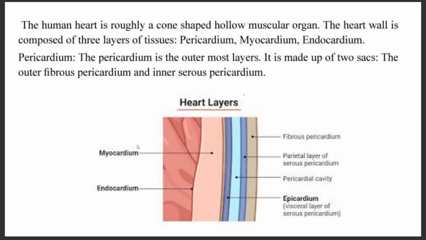Right? Here in the heart wall, there are 3 layers of tissues: pericardium, myocardium and endocardium. Later you will learn about the female reproductive system, where there is something called myometrium. So when the heart comes up, do not write myometrium here. Right? Should be pericardium, myocardium, endocardium. Right?